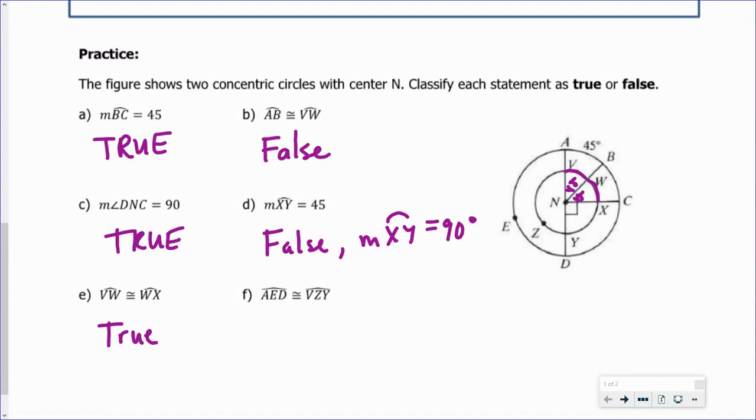And then the last one, arc AED, this is arc AED right here, is congruent to arc VZY. Again, they both measure 180, but they're not formed in either the same circle or congruent circles. So these would not be considered congruent. This would be false.